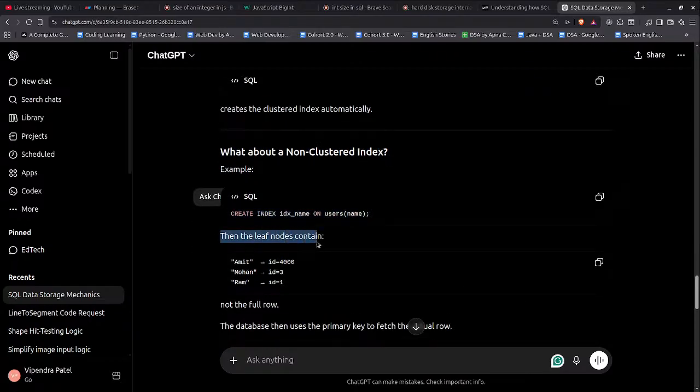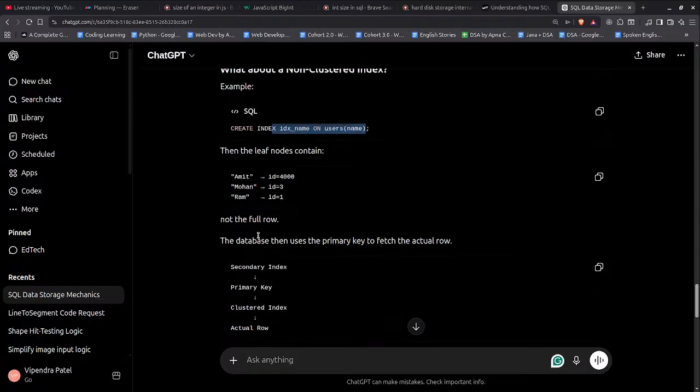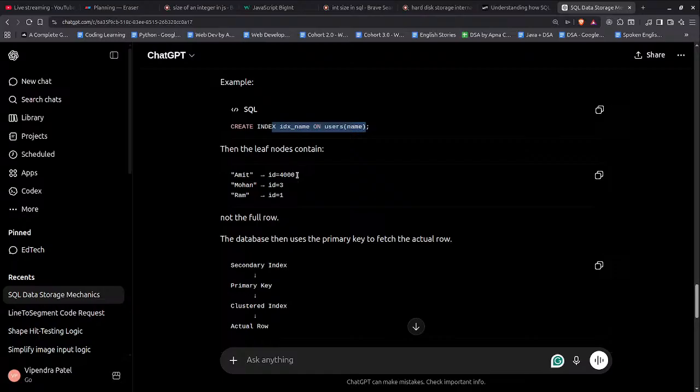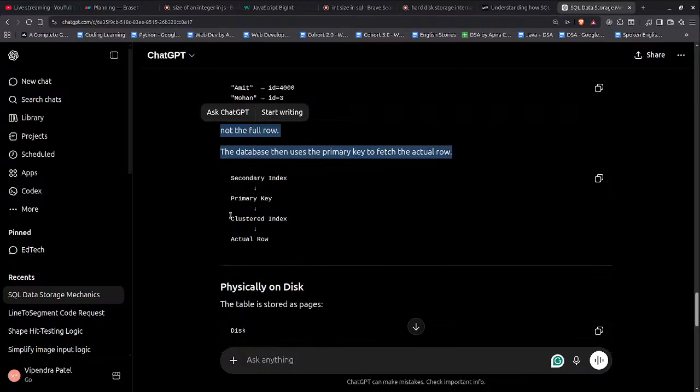Then the leaf non-clustered indexes. So in create index, index name on user's name, ultimately on user's name the index is actually created. Then Amit will have this ID, move on this and run this, not the full row. Then the database uses the primary key to fetch the actual data: secondary index, primary index, clustered index, actual row.